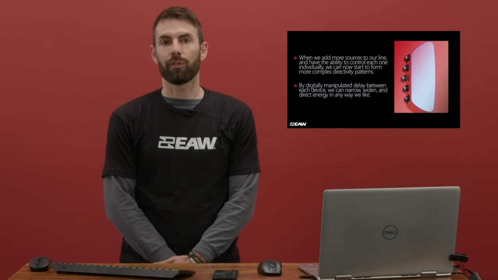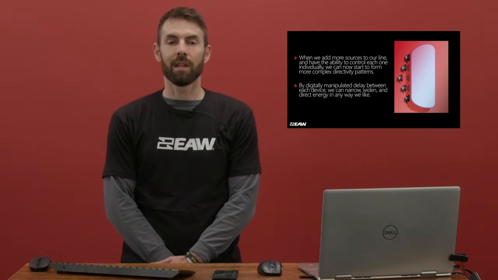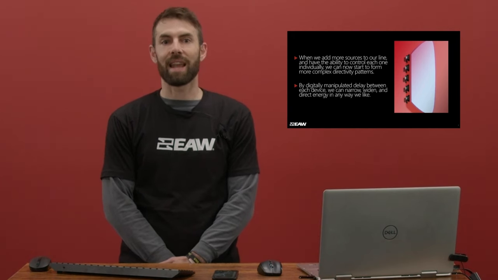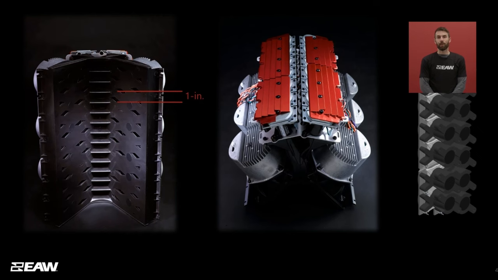When we add more sources to our line and have the ability to control each one individually, we can now start to form more complex directivity patterns. By digitally manipulating delay between each device, we can narrow, widen, and direct energy in any way we like. Let's move on to what's inside one of the cabinets. We're looking at Anya in this example.